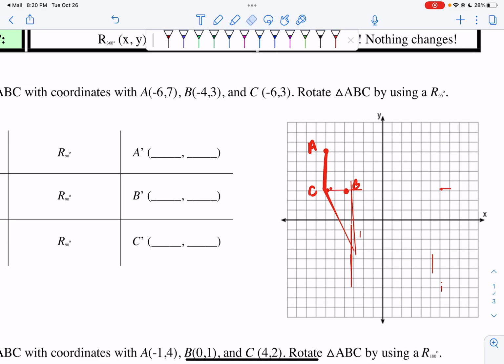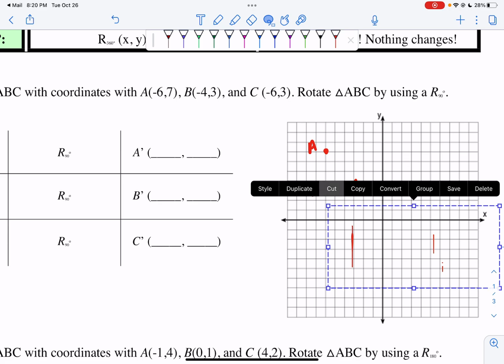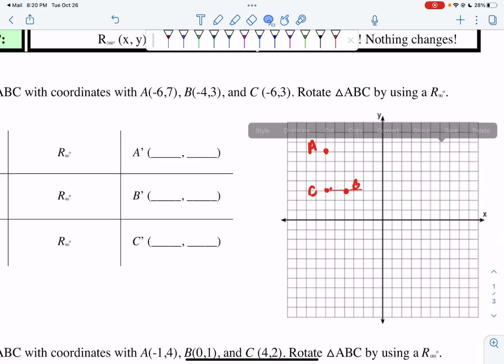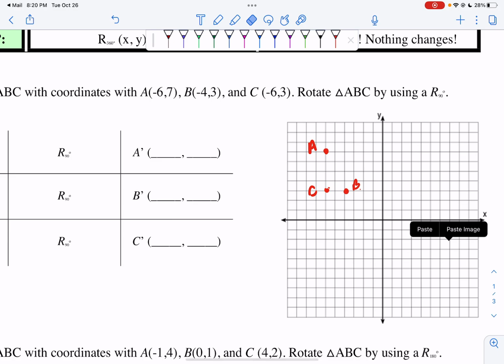What is going on with my iPad? 1 second. Cut. Perfect. So I have triangle ABC. Let me fix this 1 second.